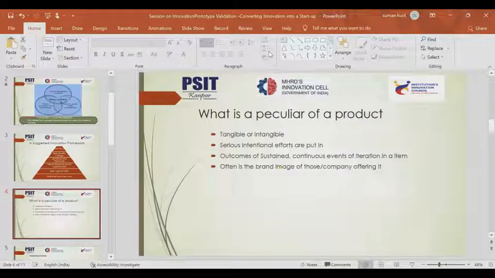When we are designing our product, designing is the most important phase of developing. Whenever we design a product, we have to keep all these things in mind: whether our product is tangible or intangible, how it is going to satisfy the customer requirement, how it can be a brand image of the company, and how it is going to be sustained in a particular environment.